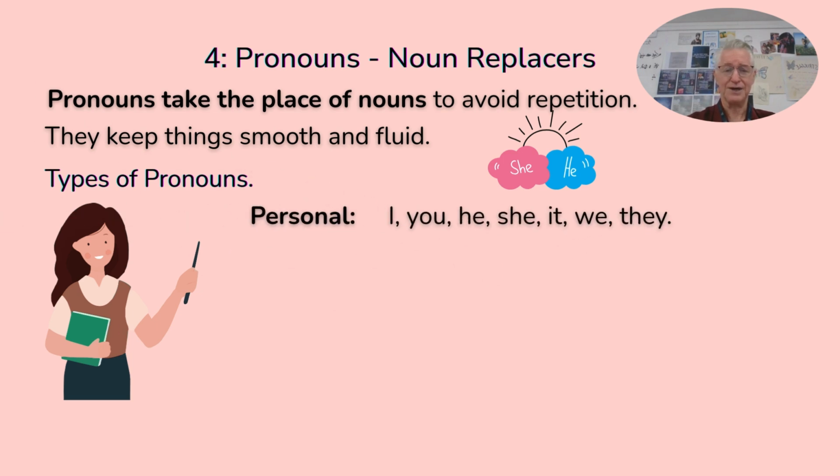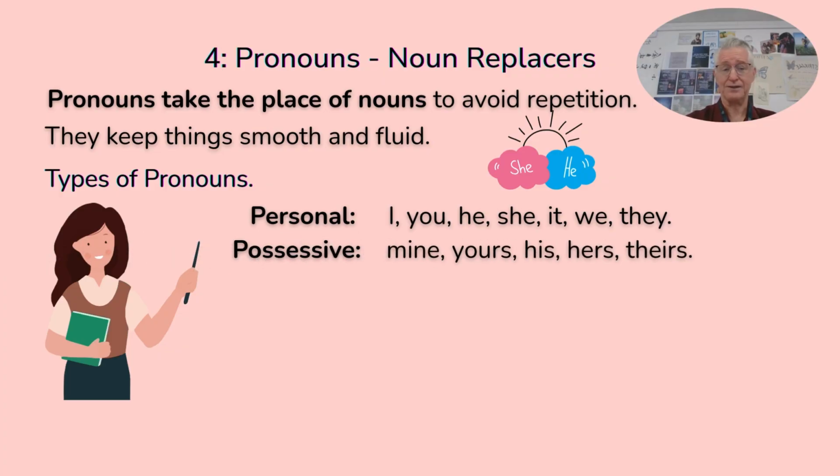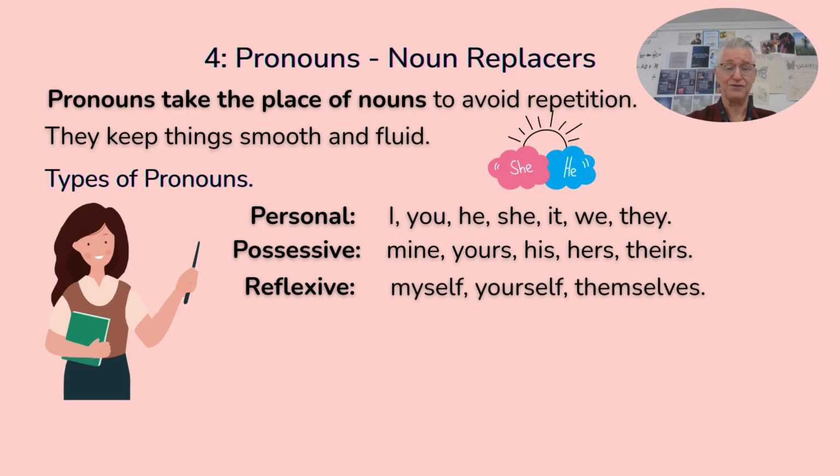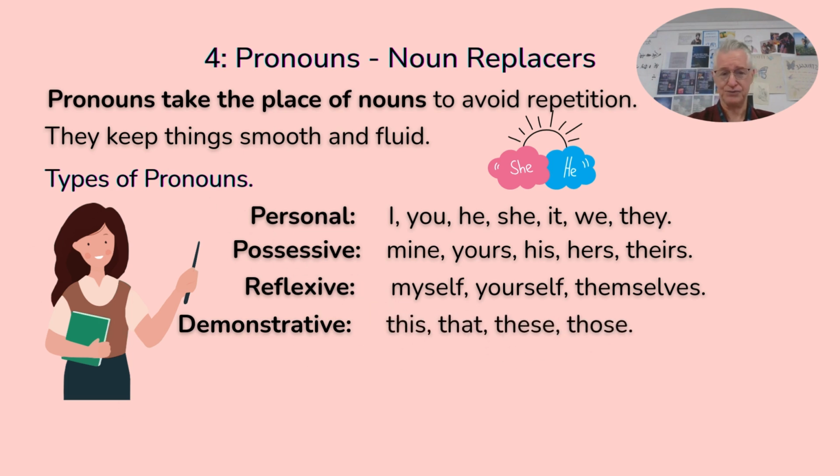Personal pronouns: I, you, he, she, it, we, they, relate to the person. Possessive pronouns relate to ownership: mine, yours, his, hers, theirs. Reflexive pronouns reflect back on yourself: myself, yourself, themselves. Demonstrative pronouns. We did demonstratives before, remember? This, that, these, those. So they can be pronouns as well.